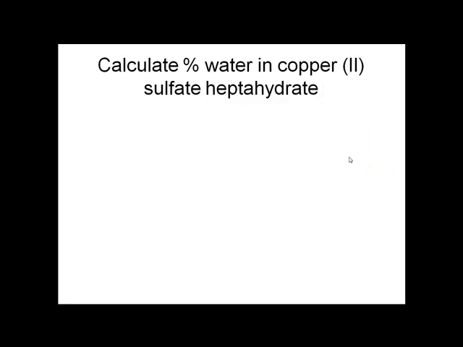A common thing that you'll be asked to do is to calculate the percent water in a hydrate. We know a hydrate is just a salt. In this case, it's copper sulfate with a certain number of water molecules bonded to it. So first thing we need to do is figure out what the formula is for copper 2 sulfate heptahydrate. Copper 2 must mean it's Cu with a 2 plus charge. Sulfate has the ATE, so it's one of those polyatomic ions. Remember that it's SO4 2 minus. Since the charges are equal, I can just write CuSO4.